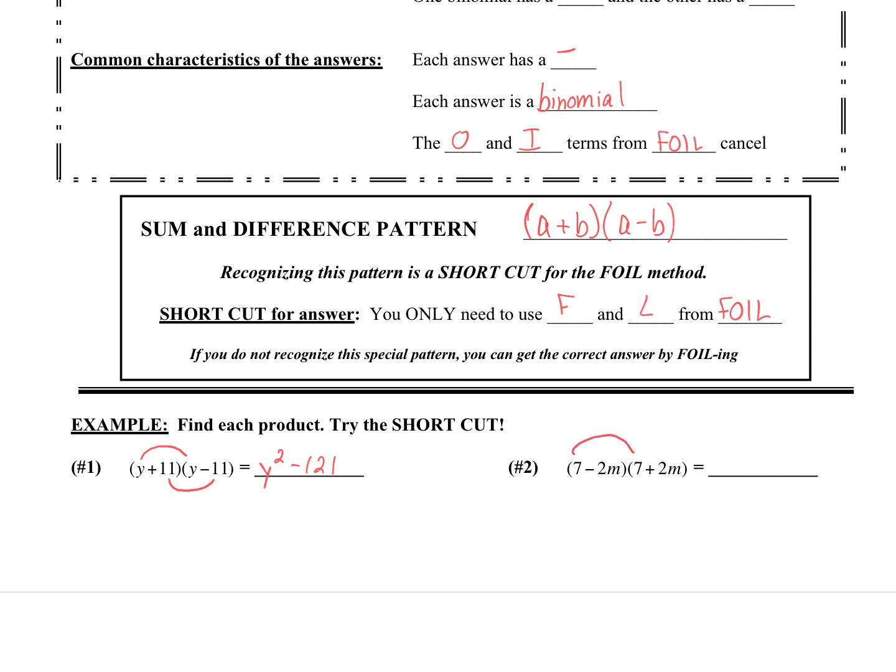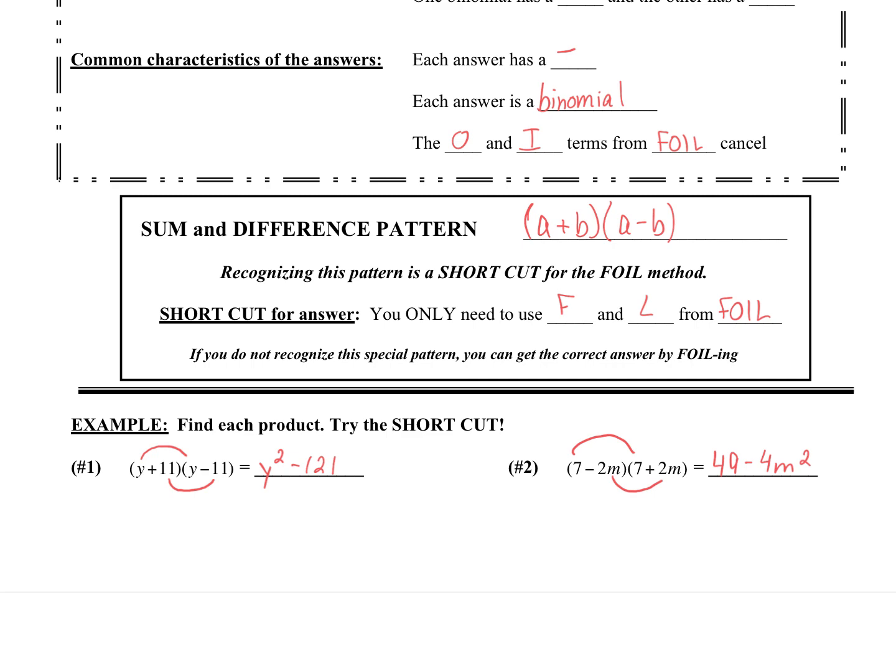So 7 times 7 is 49. And then we have the last times the last. So negative 2m times 2m is negative 4m squared. So when we're finding the product with a sum and difference pattern, the work here is really short. We're basically taking that first term, multiplying it by each other, and then taking that last term, multiplying each other. We don't need to worry about the O and the I steps in FOIL here.